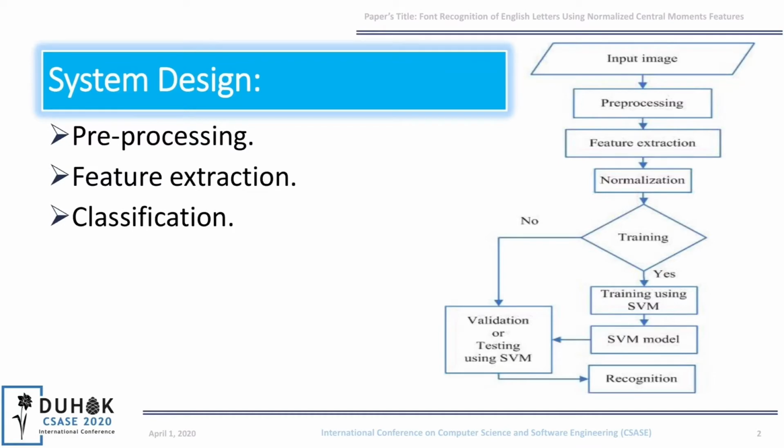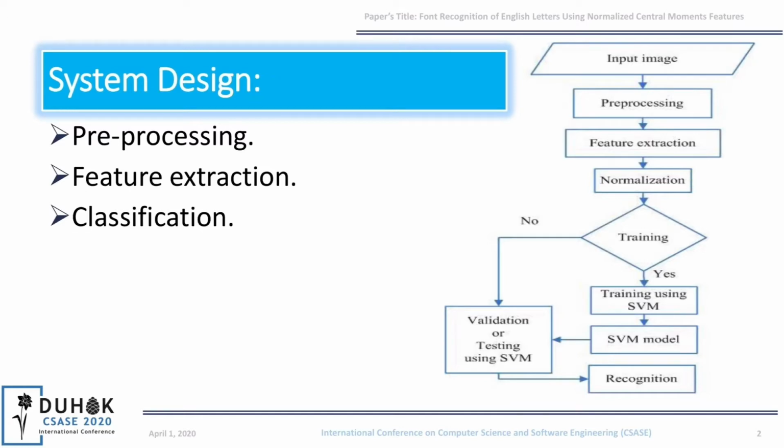As in any recognition system, there are three main steps: pre-processing, feature extraction, and classification. Here on the right side is the diagram of our system. A character image will be entered into the system. It will go through pre-processing. Next, its features will be extracted, then normalized.